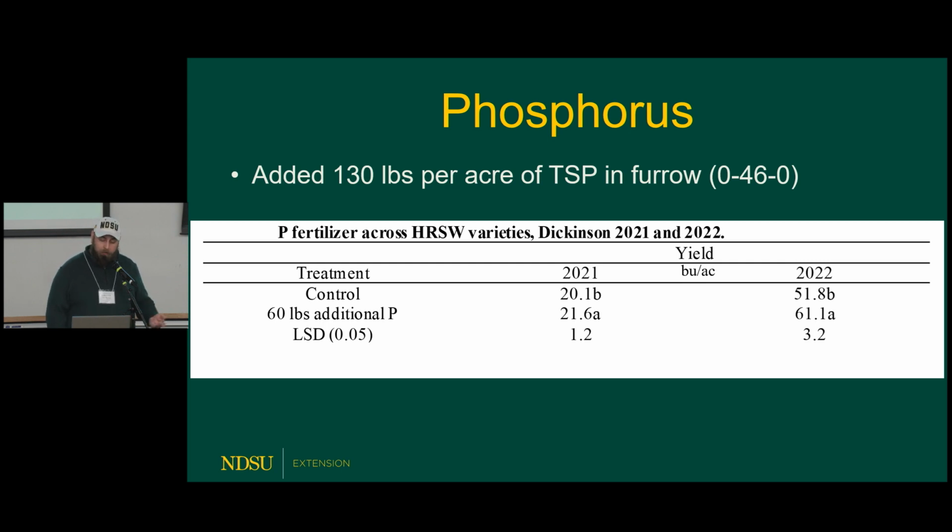This is with spring wheat, it's very obvious with durum as well, and I think you could even go a little bit lower than that 60 pounds raised depending on yield potential and moisture and that kind of stuff. But we know phosphorus works, we know varieties work.